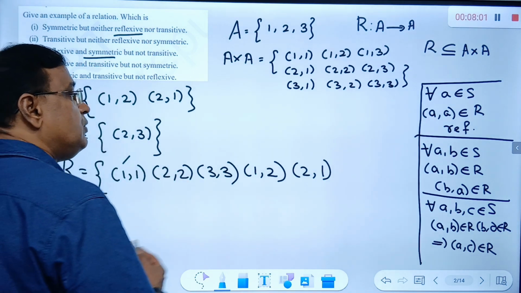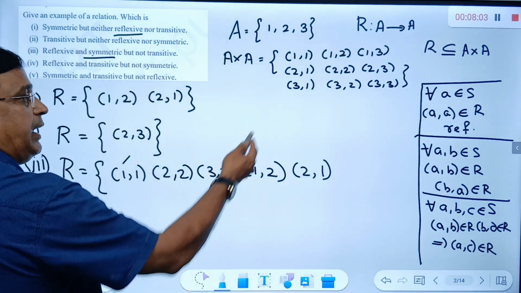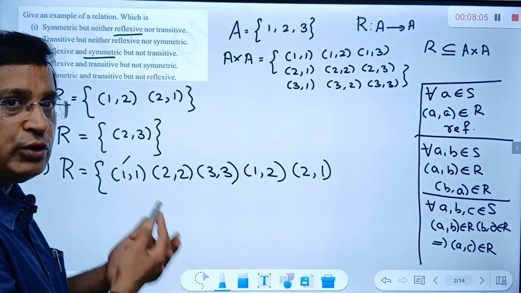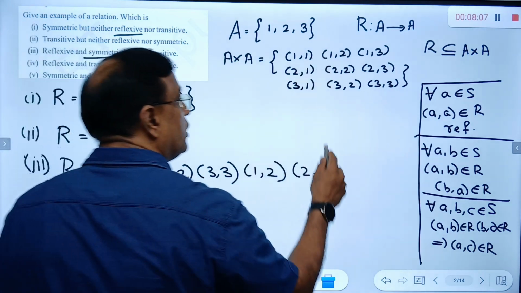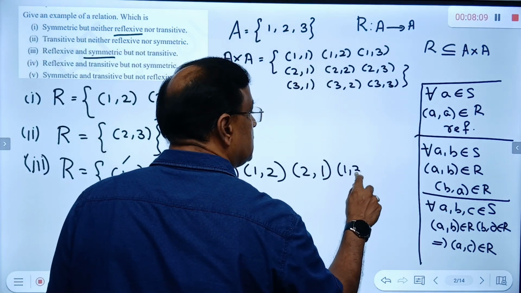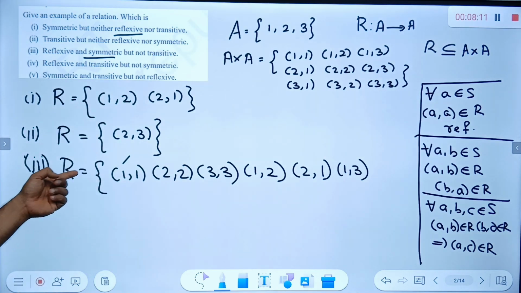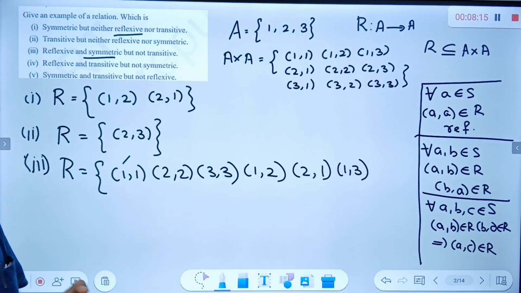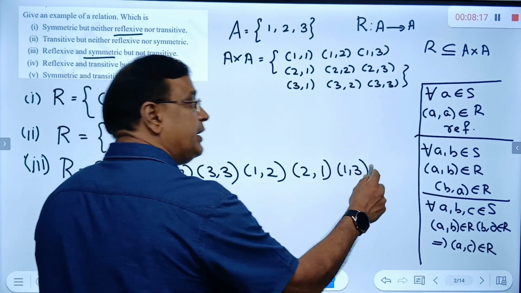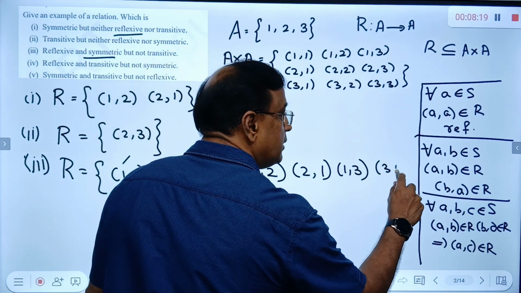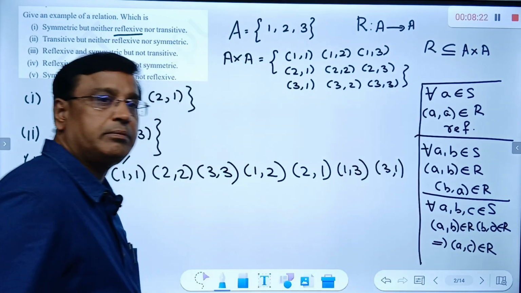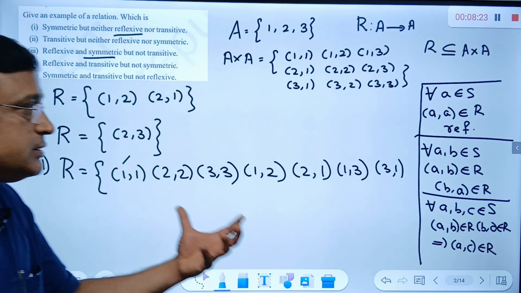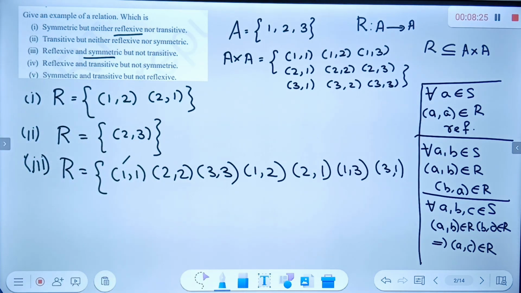So for not transitive, what I will do, since by adding 1, 2, I am not able to establish it, I will add one more element. So I will add 1, 3. Again, is it reflexive? Yes. Is it symmetric? Definitely no. Why? I added 1, 3. I need 3, 1 to make it symmetric. But is it transitive? That's a question that we need to answer.